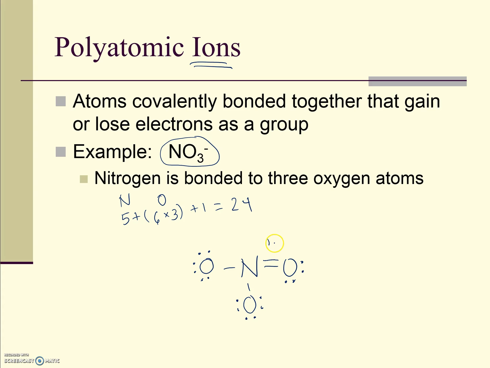And now I still have my total of 24 electrons, 2, 4, 6, 8, 10, 12, 14, 16, 18, 20, 22, 24, but now everyone has 8 electrons. Because there's an overall -1 charge, I'm going to put it in parentheses and put a negative or a -1 to indicate that there's an extra electron in that ion.